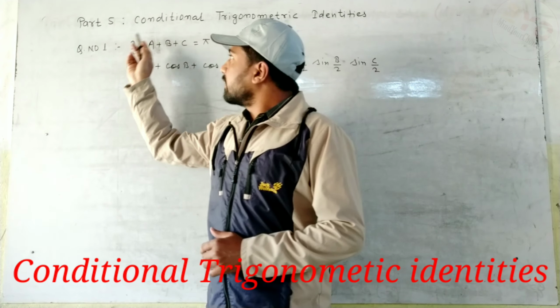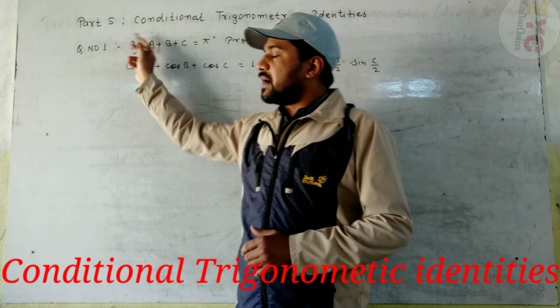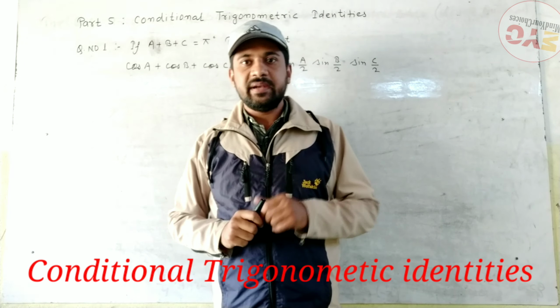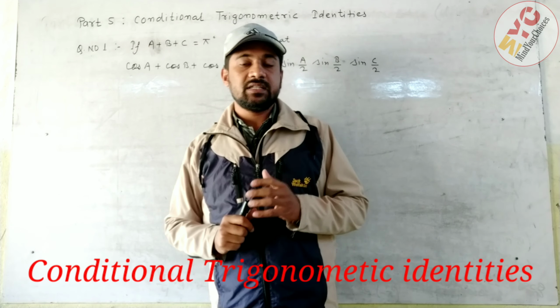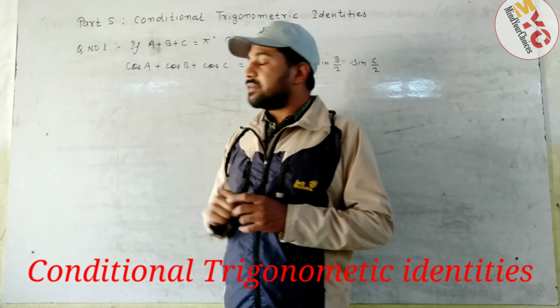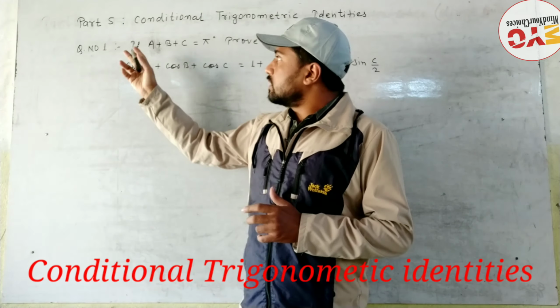So today's topic is conditional trigonometric identities part 5, and the remaining two parts are part 6 and part 7. In part 6 you will get equations and in part 7 you will get height and distance. So let's make a start.